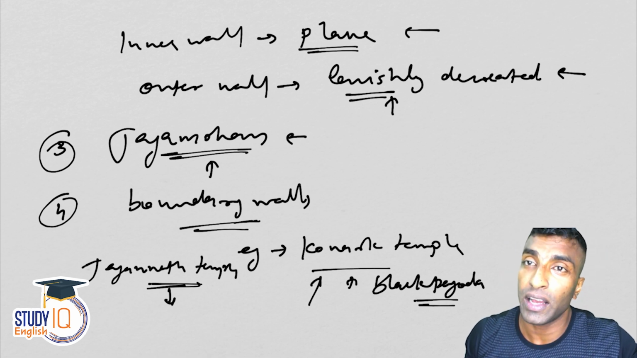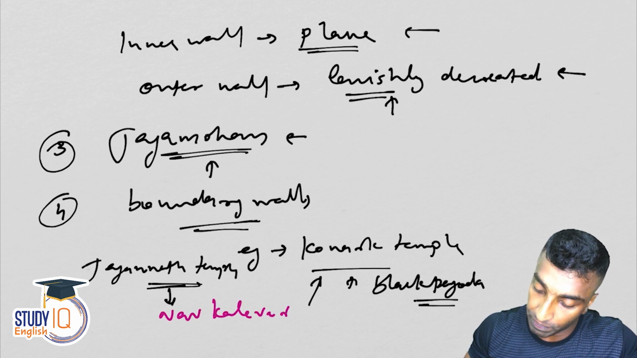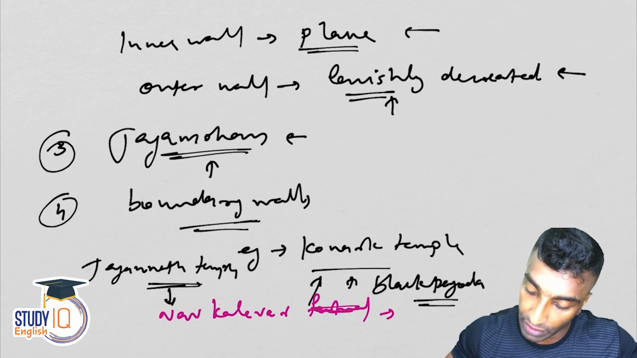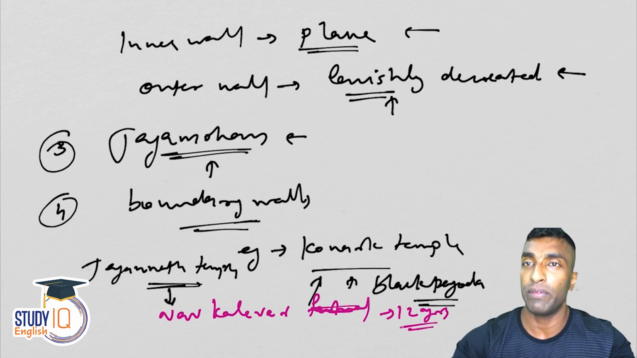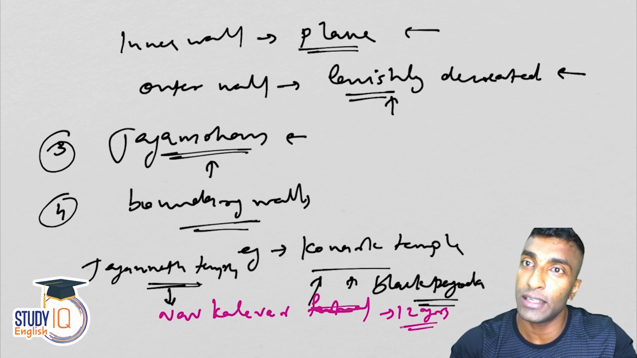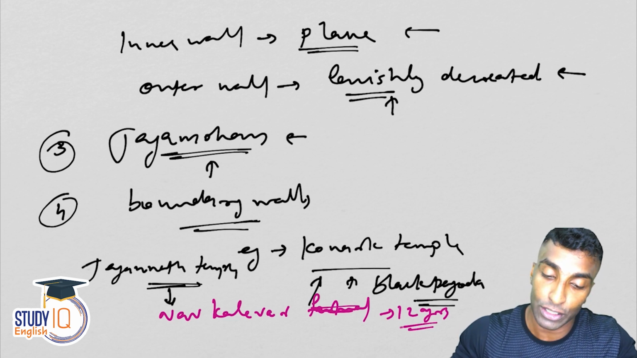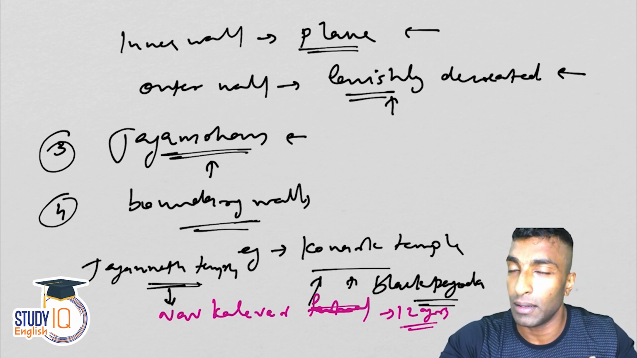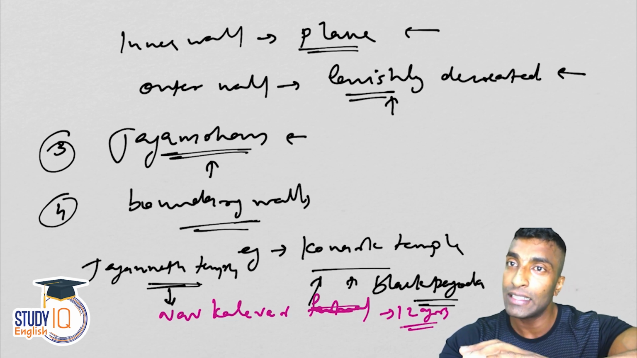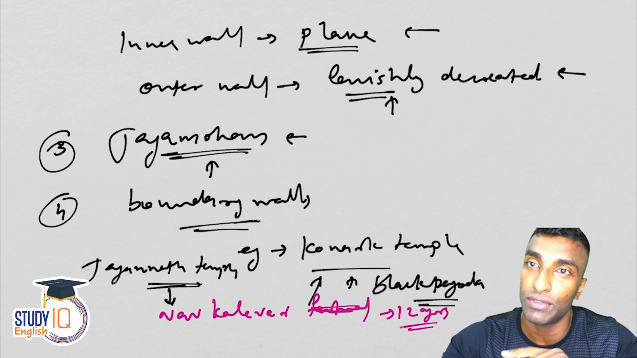I just want to mention this festival, the Nav Kalevar festival. If they ask, you should know the Nav Kalevar festival. Nav Kalevar is a festival which comes after every 12 years. Every 12 years, they change the deity. I mean, the deity is the same, but the images or idols of the deity will be changed. The deities are Krishna, Subhadra, and Balbhadra. Subhadra is the sister of Krishna. Balbhadra is the brother of Krishna. Those idols will be replaced with new ones after every 12 years.